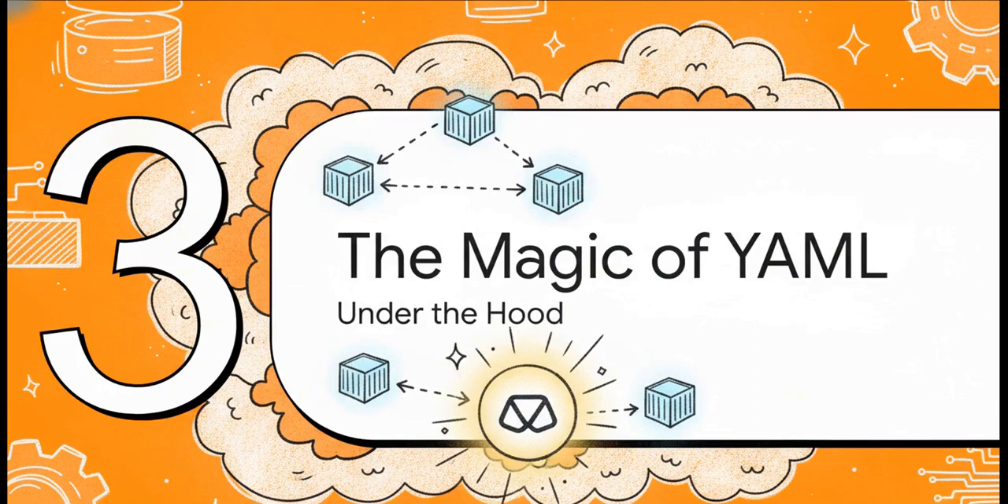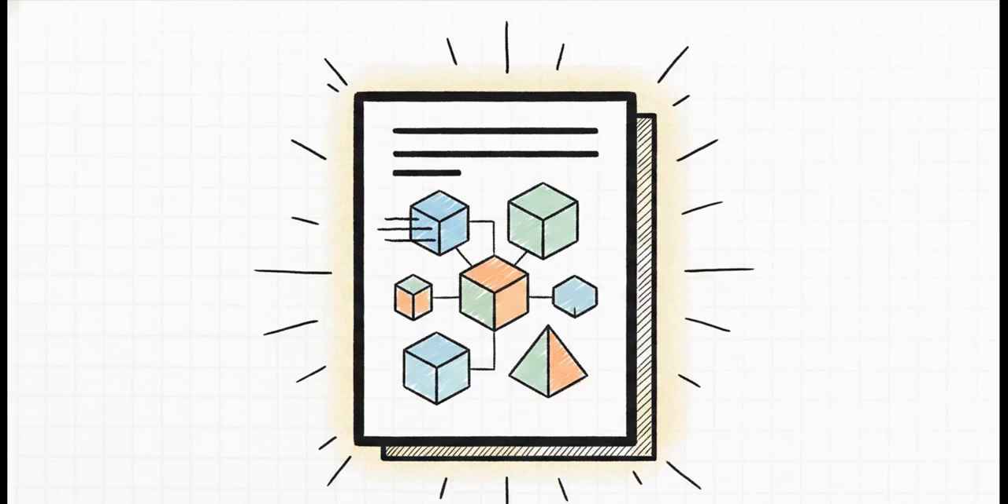Section 3, the magic of YAML. So how exactly does it pull off this magic trick? Well, the undisputed hero of our story here is the compose.yaml file. Configurations for all your services are defined right inside this file using really simple, highly readable YAML syntax. You can kind of think of it as the master blueprint for your entire app. Everything it needs to run is documented declaratively, right there in one spot.